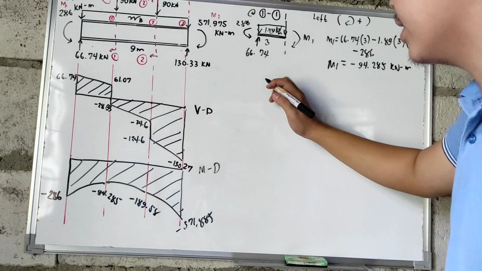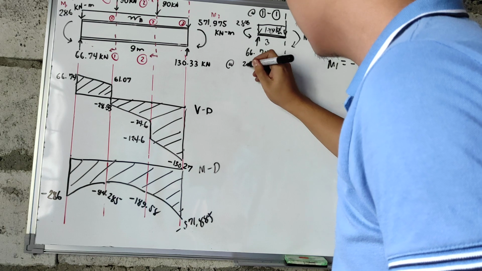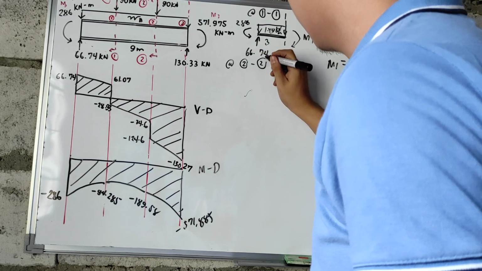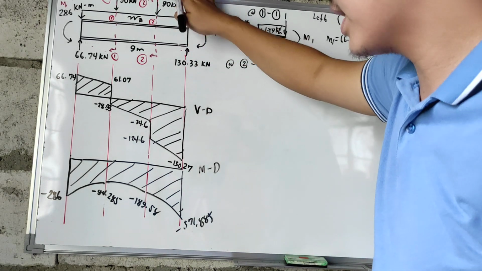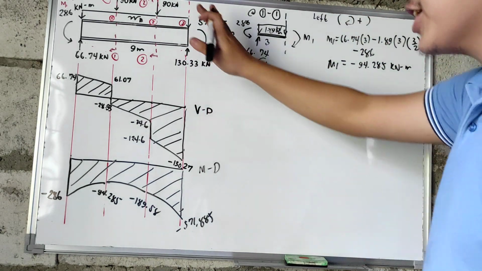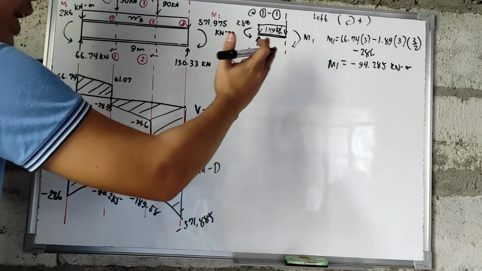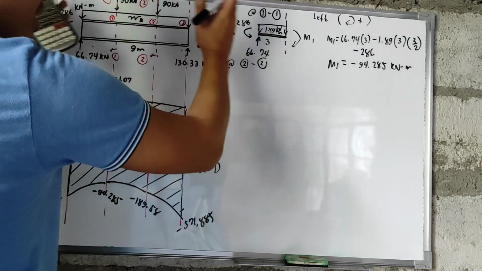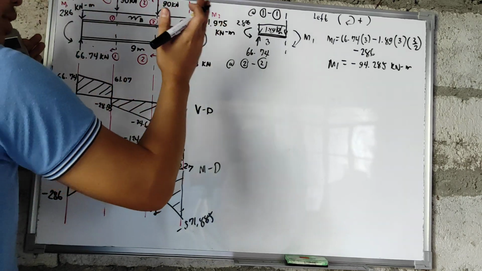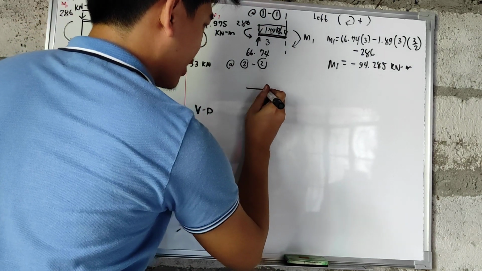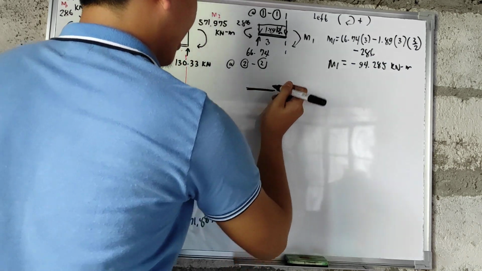So, susunod naman, at 2-2. So, maghahati tayo dito. Ngayon, ano yung mas madaling consider? Yung left ba o yung right? So, in this part, mahahati siya sa dalawa. So, kung ako yung dito, pipiliin ko is yung right part. So, consider natin yung right para masaya.